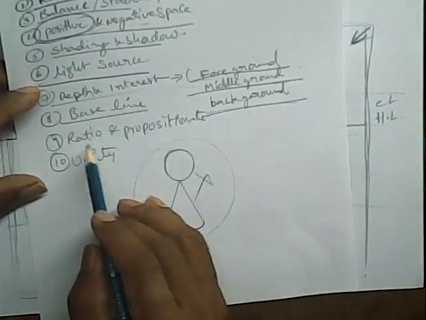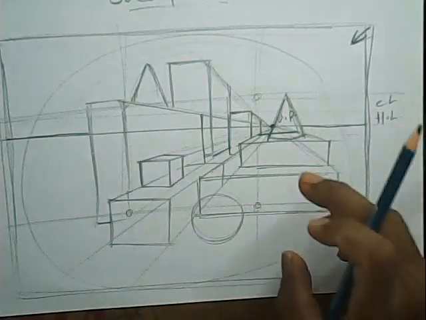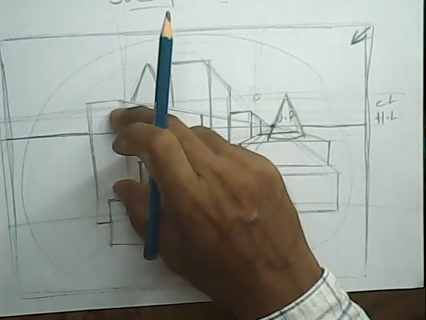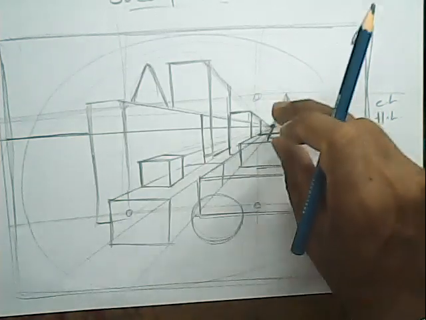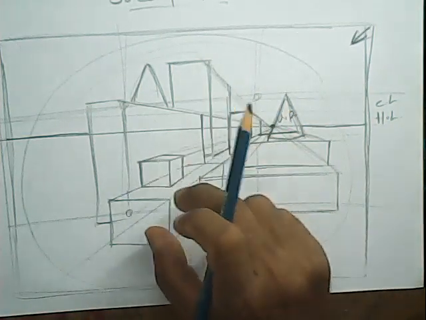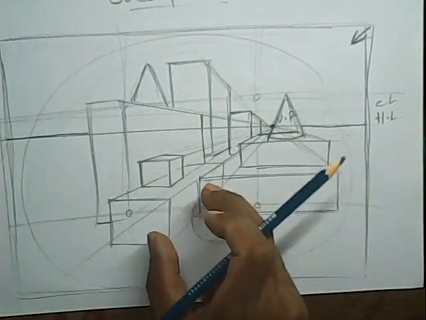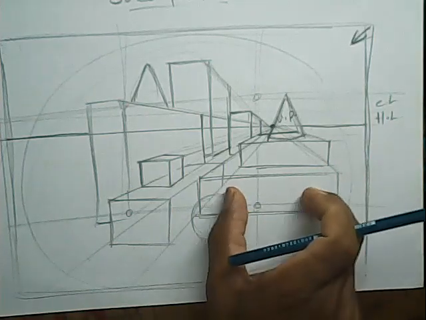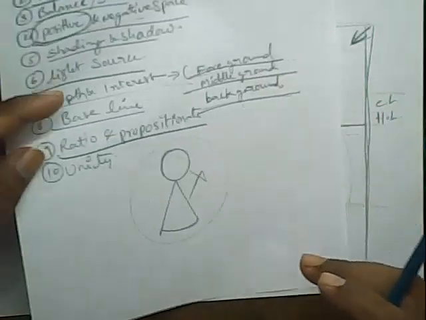So what does ratio and proportion mean? See the objects: you can go with a bigger size, a medium size, then a small size, and then here the smaller one. So that is the ratio and proportion of the objects. We can't take all of them in one size like this. This doesn't look good. That doesn't make sense.